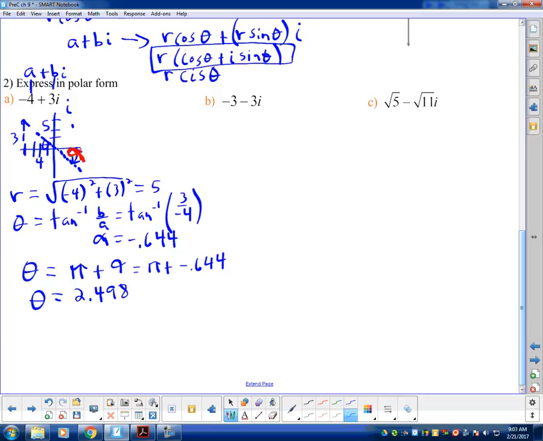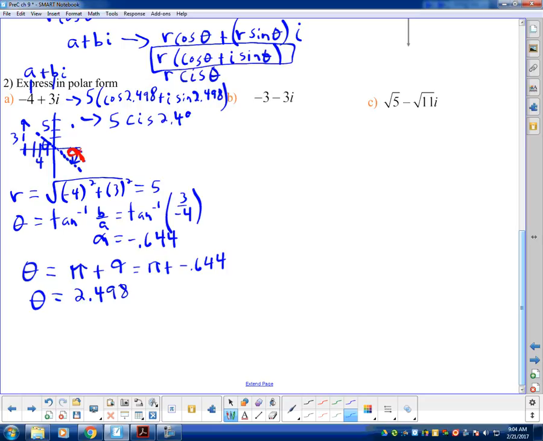So, here's what I've done. I've changed this now, finally, to polar form. And so this is equal to, r was 5, and then I have cosine 2.498 plus i sine of 2.498. Or if you'd like to, you see the advantage of cis? You only write the angle once. So it's 5 cis 2.498.